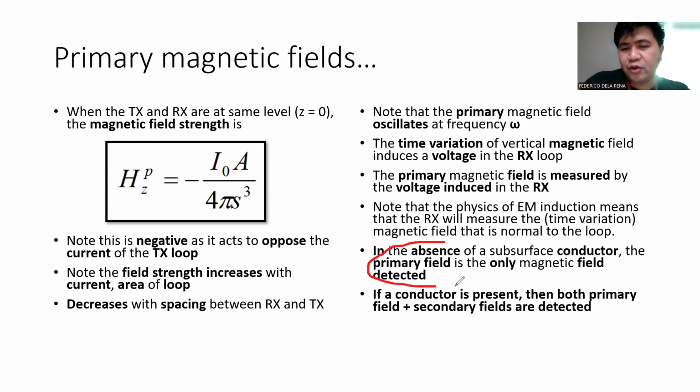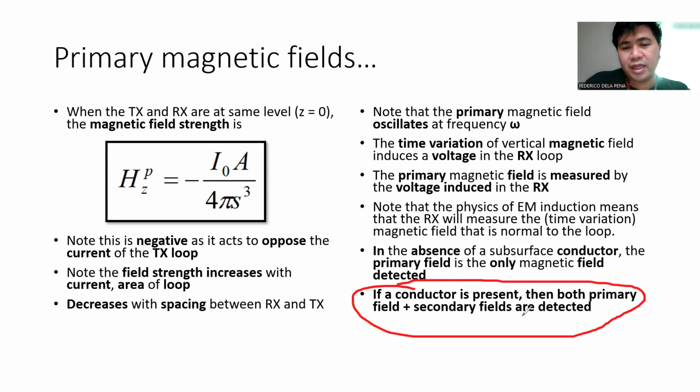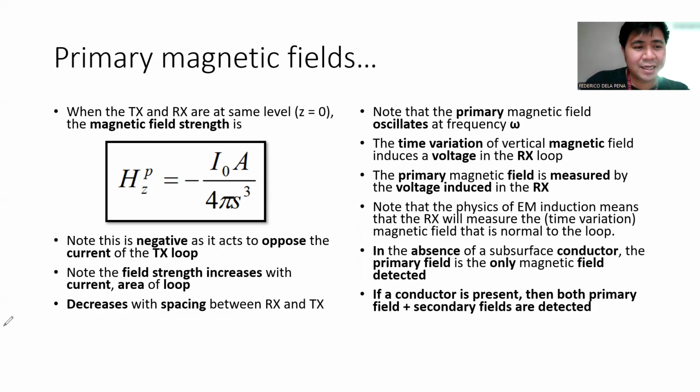Okay, so again, if you don't have any subsurface conductor, you will only be reading the field of the transmitter. If there is a subsurface conductor, a conductive body, an ore body, or a metal object in the subsurface, for example, you get to detect both the primary and the secondary magnetic fields.